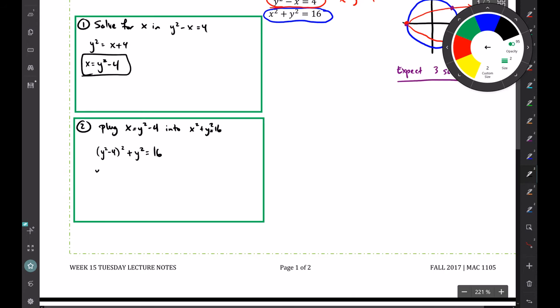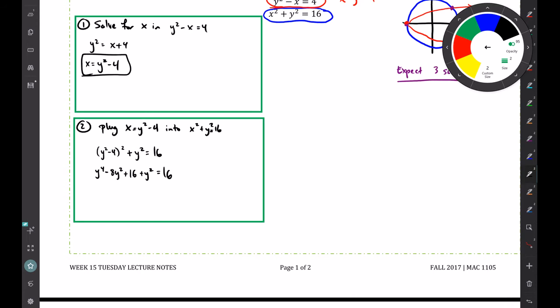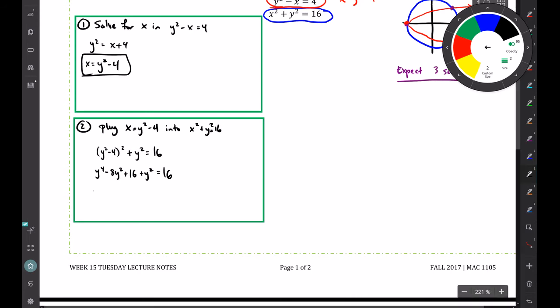So this is y to the 4th minus 8y squared plus 16 plus y squared equals 16. And so now when I subtract 16 from both sides, I end up getting y to the 4th minus 7y squared equals 0. And so what do I get?